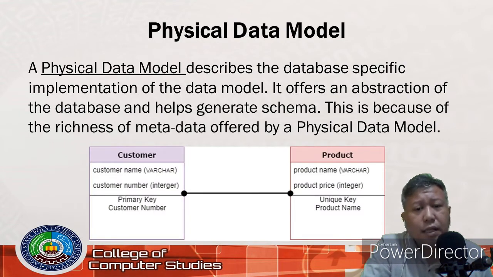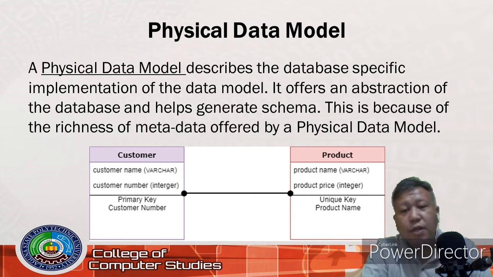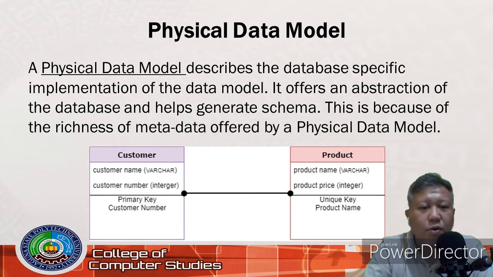The physical data model describes the database-specific implementation of the data model. It offers an abstraction of the database and helps generate a schema. This is because of the richness of metadata offered by a physical data model. So the physical data model is specific sa database management system na gagamitin mo.